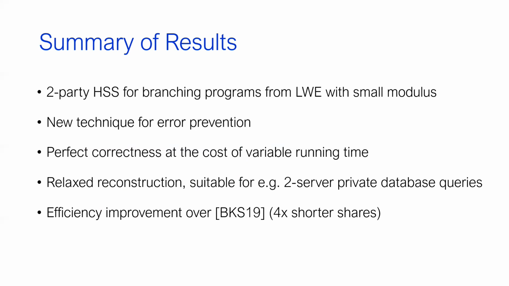So to summarize our results, we construct a two-party homomorphic secret sharing scheme for the class of branching programs from the LWE assumption with a small modulus, which in particular is not required to be super polynomial. We do this using a new technique for correcting or preventing errors, with which we obtain perfect correctness at the cost of variable running time, because as you recall, Bob's computation time is going to depend on how often he lands in his yellow area.